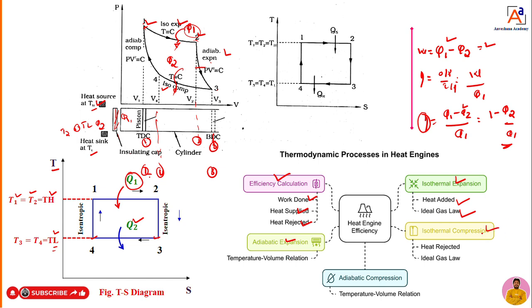Similarly, isothermal compression. What is happening in isothermal compression here now? From 3 to 4, heat is getting rejected. Hence, we can say here that heat is rejected. Again, we are using ideal gas, which follows the ideal gas law. Then adiabatic compression. Again, as temperature varies, volume is also going to vary. This is about the Carnot engine working principle, dear students.